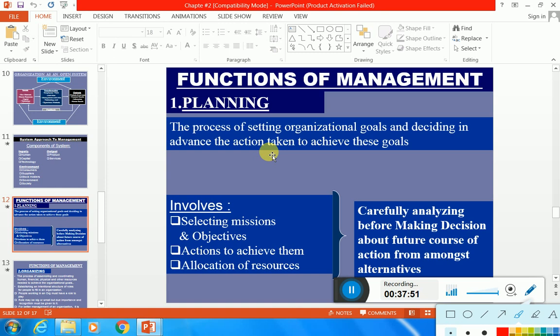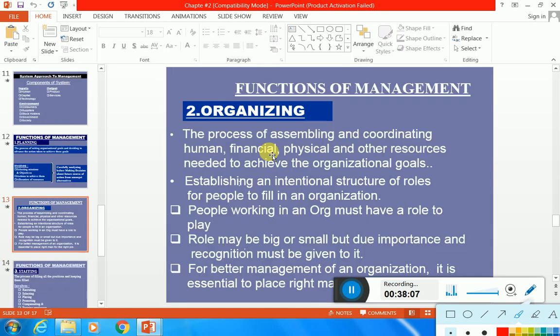So planning is the process where the people, the manager, the organization define the goals and then decide, to define the means, how to achieve these goals. Such a process is simply known as the planning process. Next we have organizing.